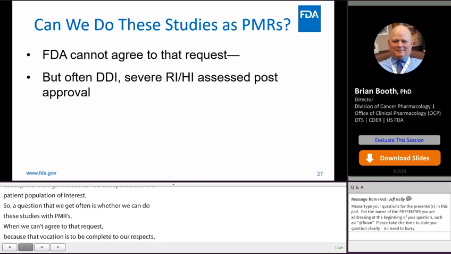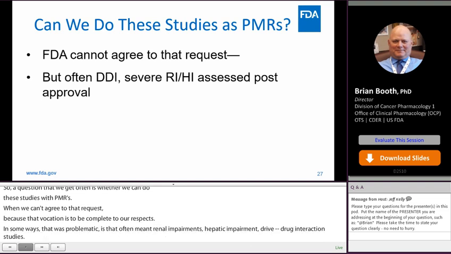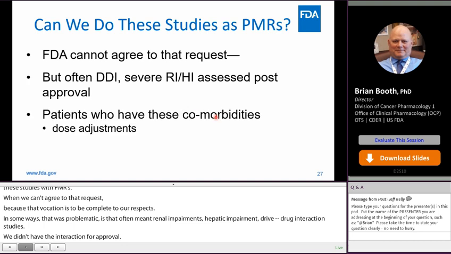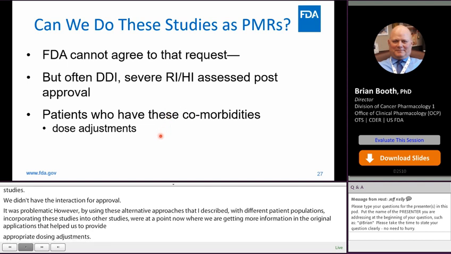So we didn't have the information to provide the appropriate dosing instructions at the time of approval, which is a little problematic. However, by using these alternative approaches that I just described, different patient populations, incorporating these studies into other studies, we're at a point now where we're getting more information in the original applications that help us to provide appropriate dosing instruction for these patients when the drug is approved. Okay, and so as you go through, you'll be confronted with the same sorts of situations, and you'll have to make some decisions about that.